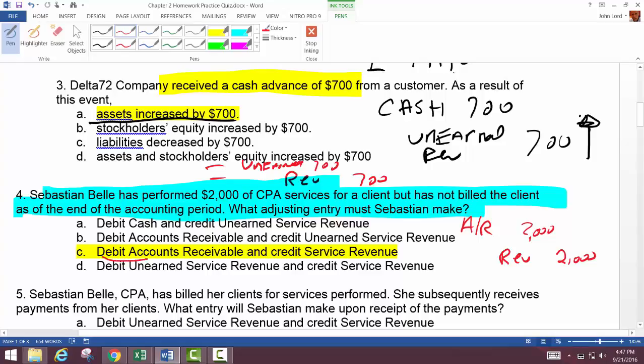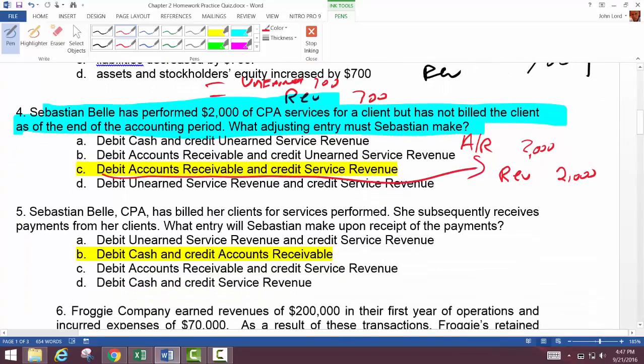Now, what happened? So we debited the accounts receivable, we credited service revenue. There's that entry right there. And then it turns out that a little bit later, she gets paid. The person pays her the cash. Let's say they pay her $1,500. We don't have to make it the whole amount. What's the amount of cash then? $1,500. I debit cash $1,500.